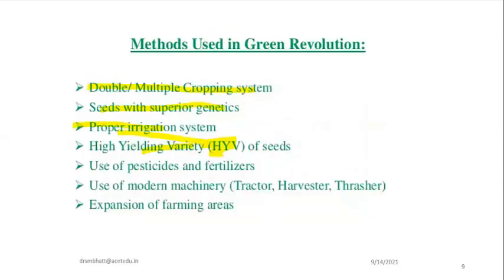Water table was there. The methods in the Green Revolution: seed with superior genetics. That's why I was making you study this technique, mutational breeding. Mutational breeding was required there to improve the superior seeds, double or multiple cropping systems, high yielding variety seeds, and use of pesticides and fertilizers. But at that time, it was not yet known that genes are responsible. You can transfer a gene from other crops which are protected from pesticides and fertilizers. Right? So that was the idea. Use of modern machinery, tractor, harvester, thresher, and expansion of farming areas.